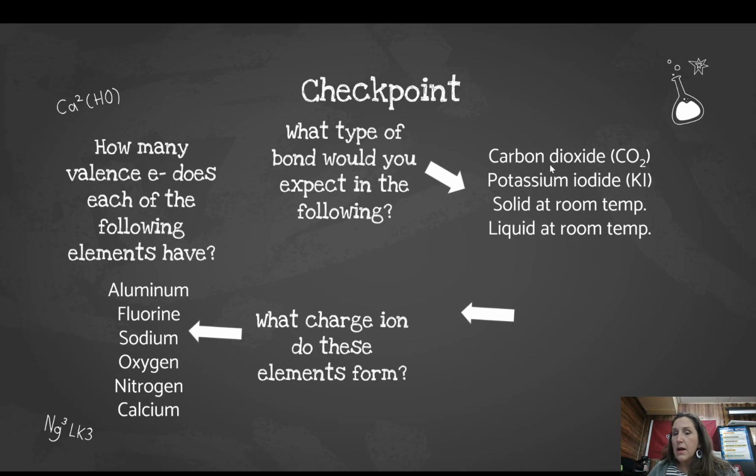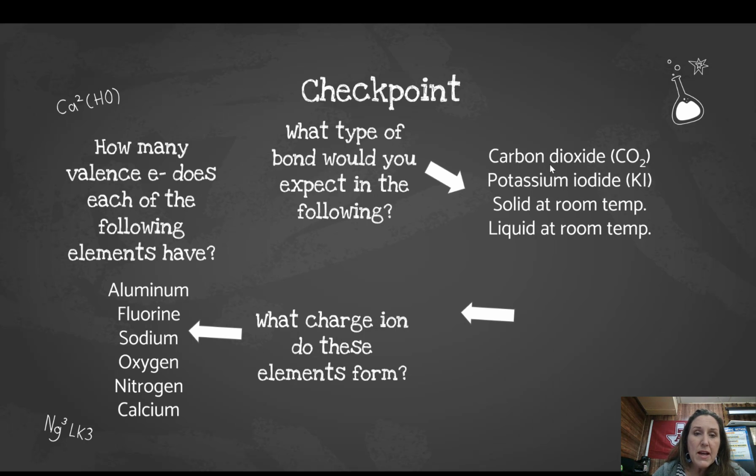Okay, coming back, let's look at carbon dioxide. If you look at carbon and you look at oxygen, you're going to see that they're both nonmetals. Therefore, that is a covalent bond. If you look at potassium and iodine, you'll see that iodine is a nonmetal, but potassium is a metal, so that is an ionic bond. All bonds can be solid at room temperature, but only covalent bonds can be liquid at room temperature.